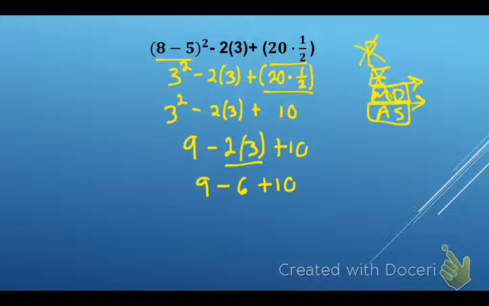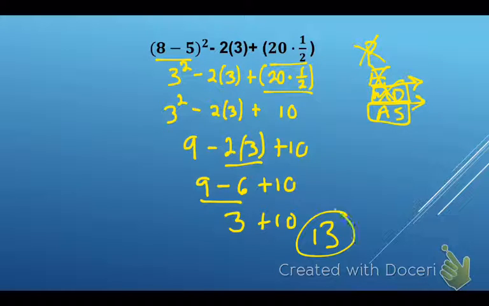And then we have add and subtract left. Once again, we move from left to right when we're dealing with add and subtract. So that's all that we have left, so let's do the subtraction first. 9 minus 6 is 3, and 3 plus 10 gives us 13. 13 should be your correct answer.